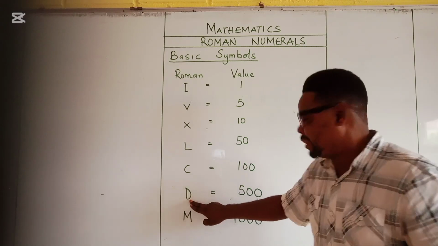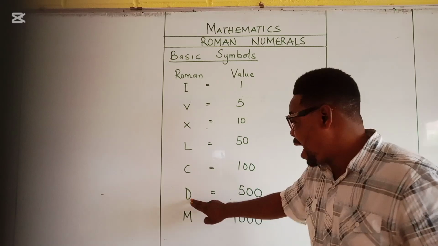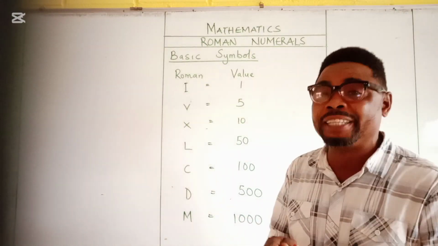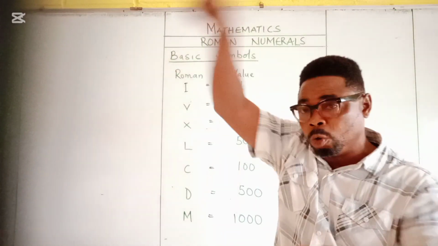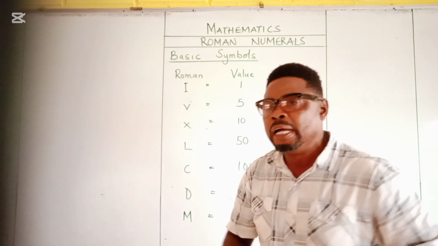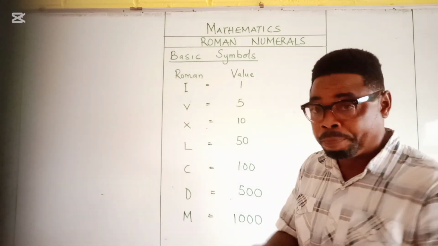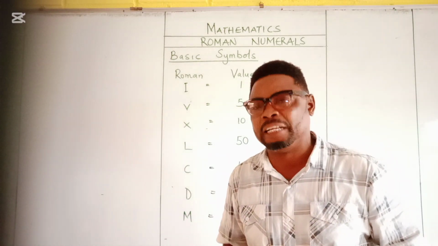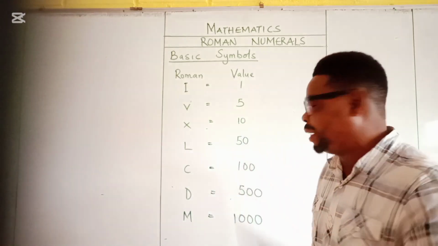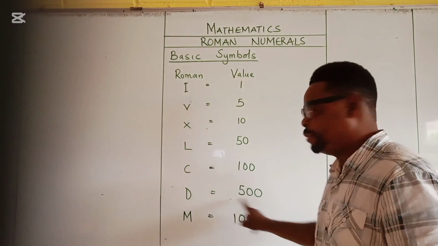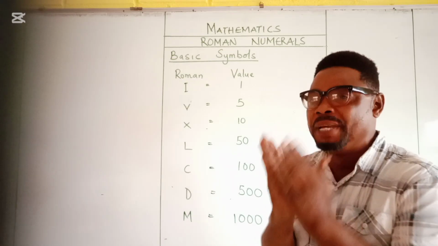Now, what is this one? This is 500. We're supposed to be calling it half, but we don't call it half because, let's say a millennium is a circle. When we divide a circle into two, we get that line that can divide it. What is it? Diameter. A line that cuts a circle into two equal parts. That is diameter. D is 500. Then M is the complete circle. We call it a millennium.